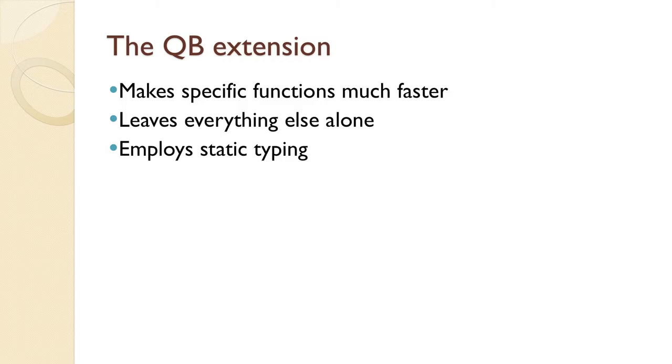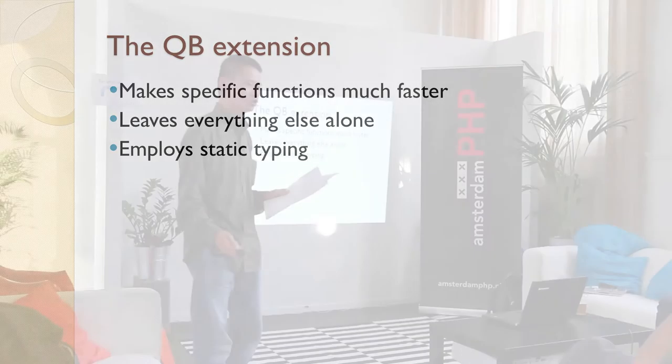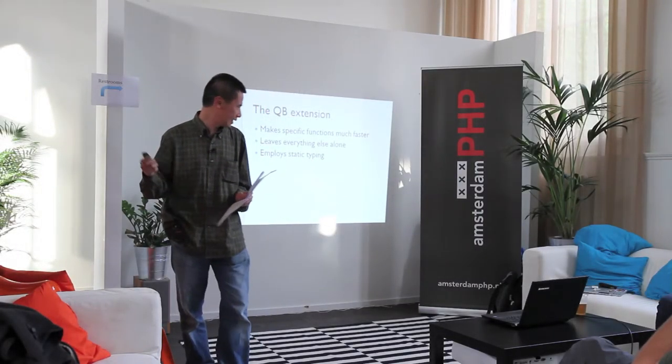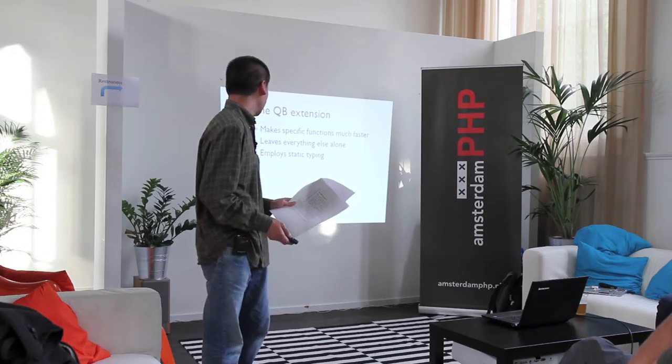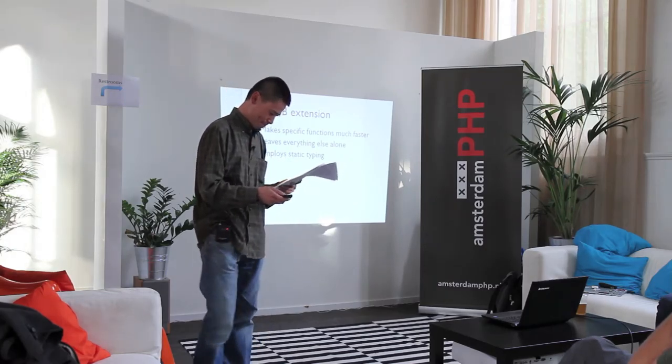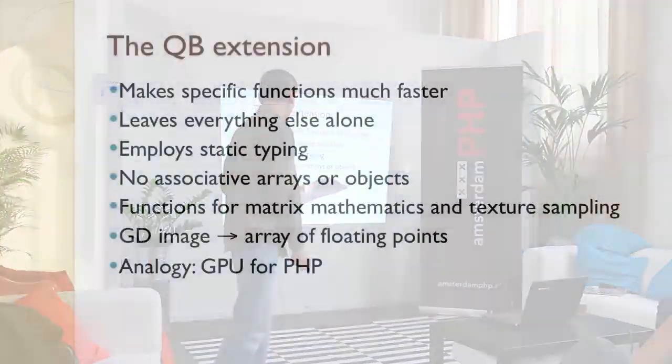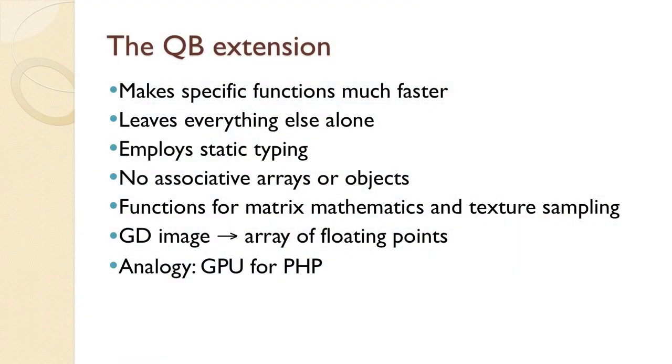Variables can no longer change type during execution, and the type has to be declared in advance. So a lot of the performance gain comes from static typing. And there's also no associative arrays or objects. The extension is designed to accelerate code that does a lot of calculations and nothing else. It's not a general purpose solution.